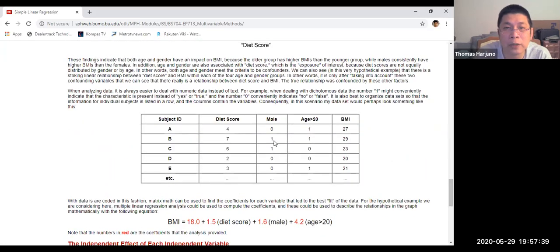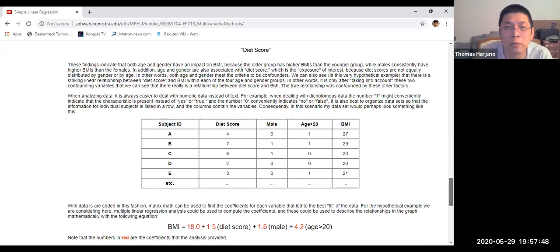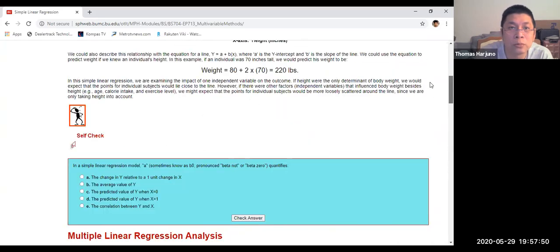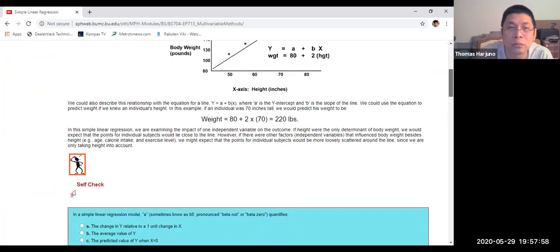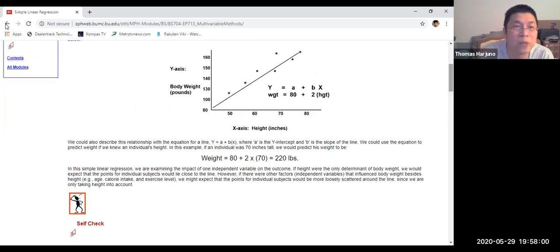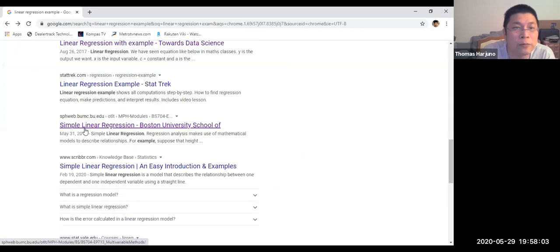So let's say, for example, we use this: the diet score, compared to the body mass index. Oh no, this is multivariable. No, I just want a single variable. Sorry. It's supposed to be a single variable. I want the data and I don't find the data right now.